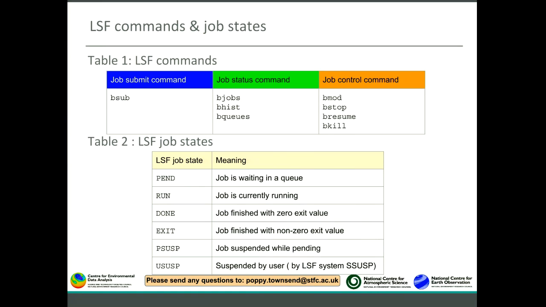In table two, I put the job states. That's an important attribute of the job. The job state varies from the time you submit it to the time it completes. It goes from state PEND to RUN to DONE. It might not complete successfully, in which case we'll have a non-zero exit value, which would be EXIT. You might also manipulate the job by stopping it for some time and resuming it, and then the state will change to, for example, PSUSP, which means it was suspended while it was pending.